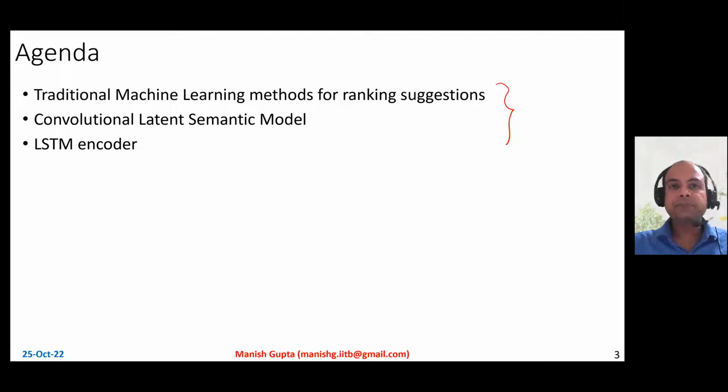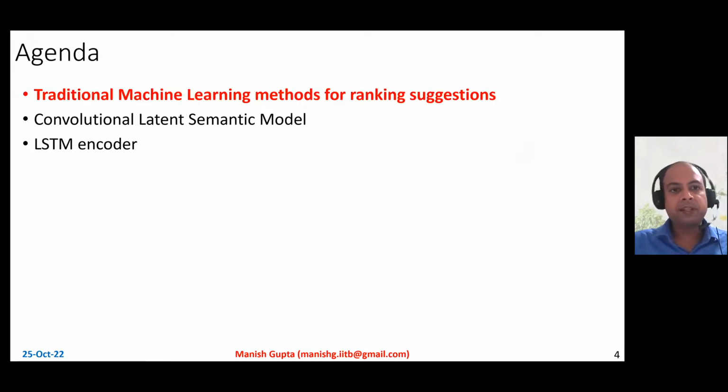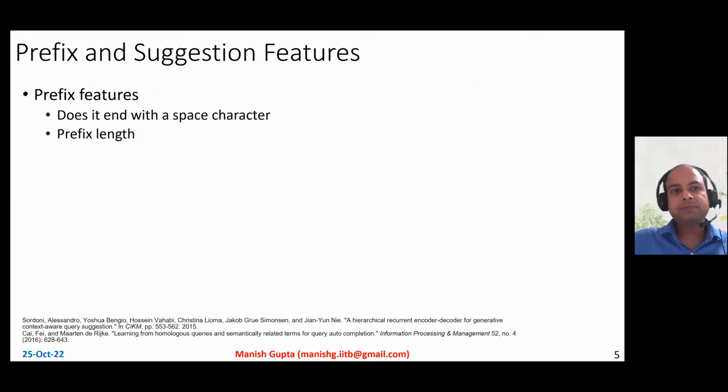Second, I'll talk about the convolutional latent semantic model, which was one of the first deep learning models for ranking in query autosuggest systems. Third, I'll talk about the LSTM-based encoder system for ranking in QAC systems. So let's start with the first part, traditional machine learning methods for ranking suggestions.